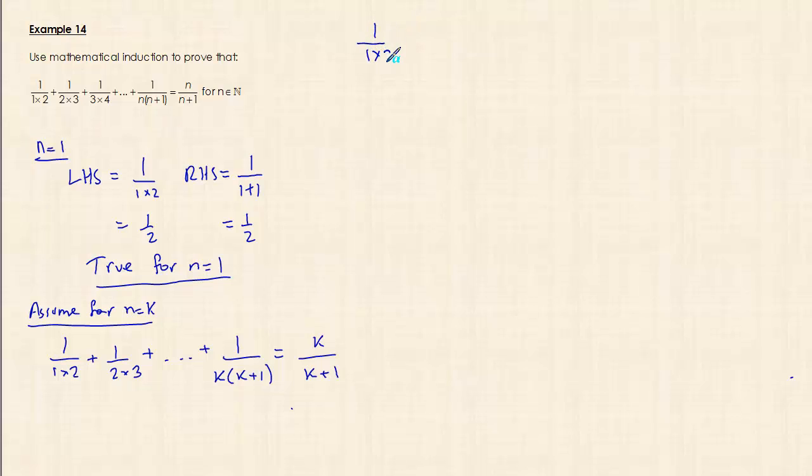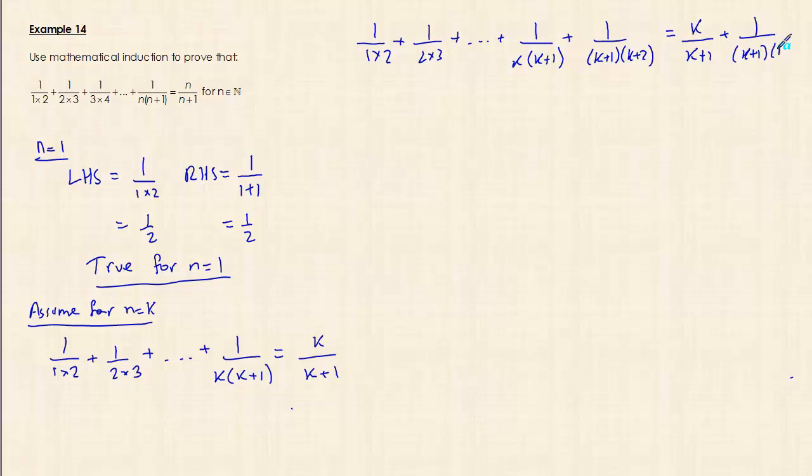So we can get to the next case by adding the next term to each side. So this is 1 over k times k plus 1. The next case would be 1 over k plus 1 times k plus 2. And that's going to be equal to k over k plus 1 plus 1 over k plus 1 times k plus 2. Now if this is true, and that's what we're assuming, this must be true because all we've done is add this term to both sides.